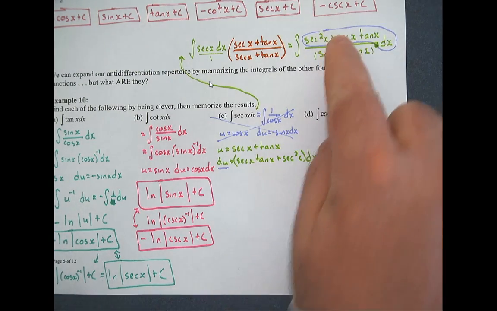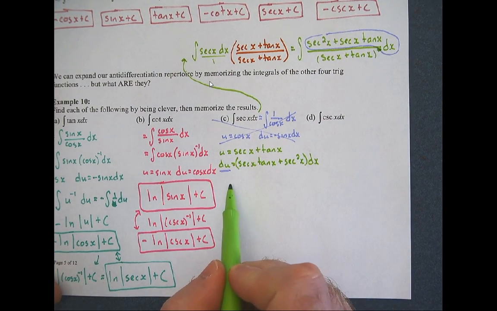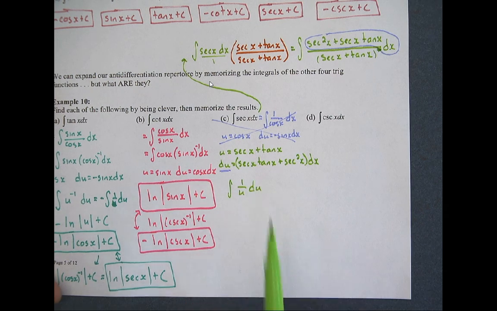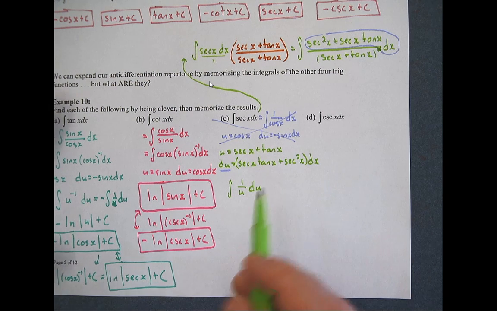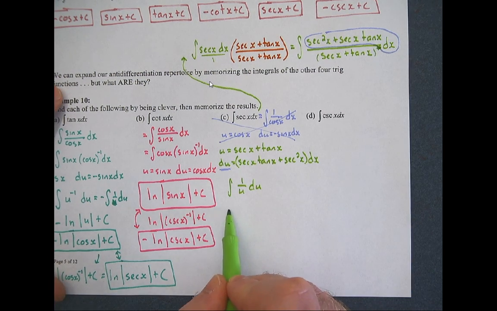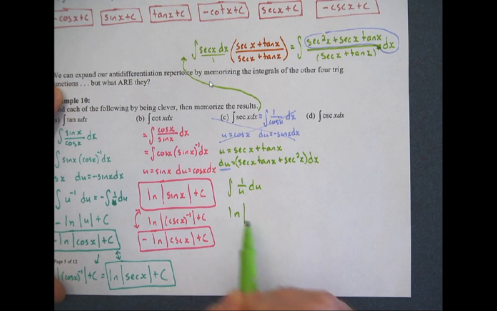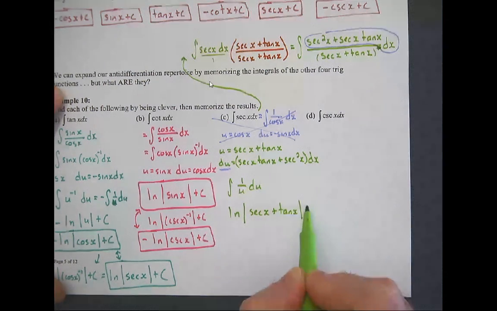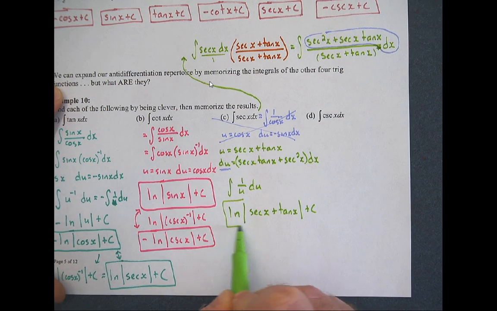And I'm going to have 1 over secant. So this really becomes the integral of 1 over u du. Who'd have thunk it, right? So we know how to integrate 1 over u. The integral of 1 over u is natural log of absolute of u. U for us was secant of x plus tangent of x. And then don't forget your plus c.